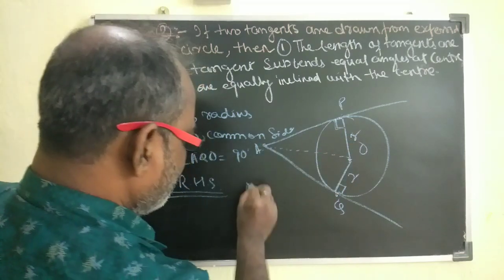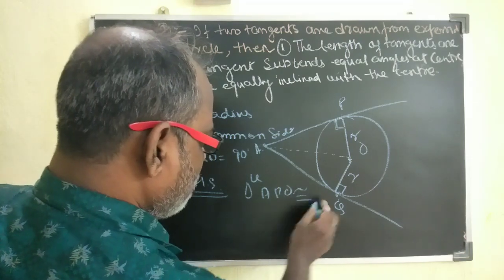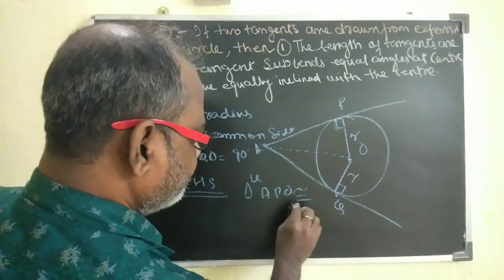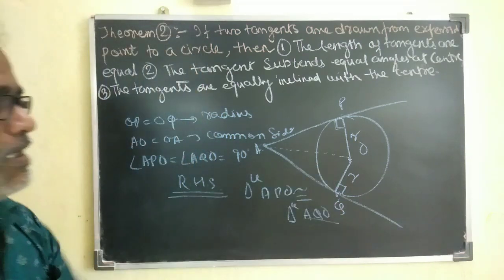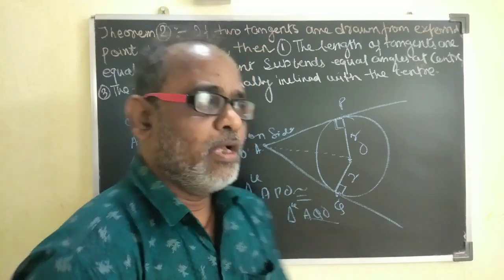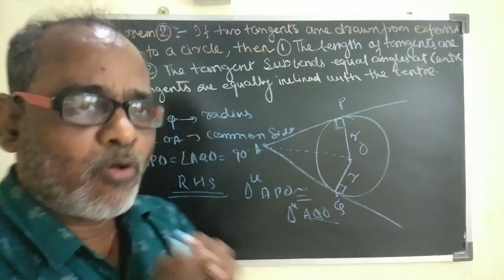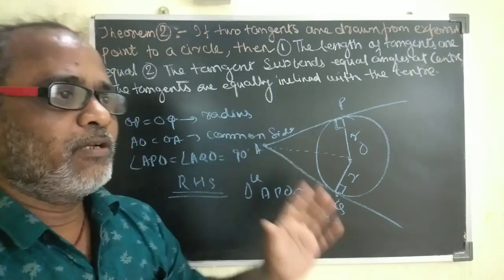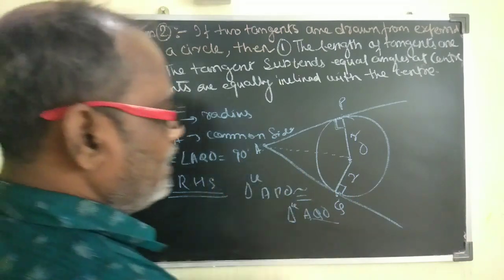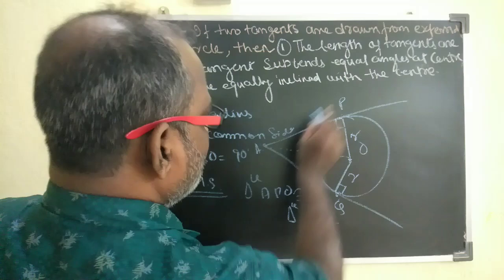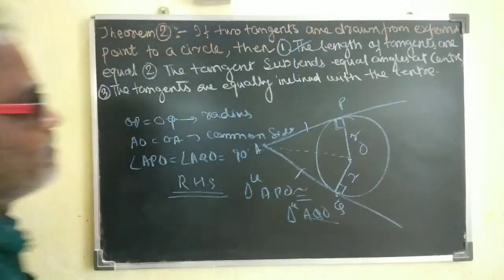That is, triangle APO is congruent to triangle AQO. Since the two triangles are congruent, their corresponding sides, the corresponding parts of congruent triangles, are always equal. That means CPCT. So the very first thing, AP equals AQ, our first part is proved.